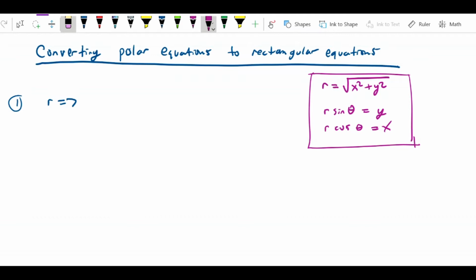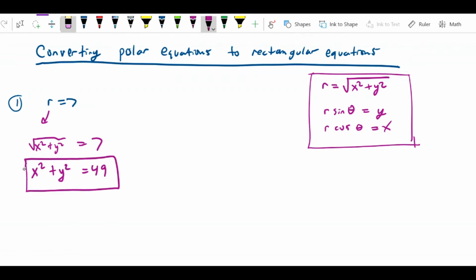into rectangular coordinates. We see that we can replace r with the square root of x squared plus y squared, and so that's going to equal 7. You may recognize that if I square both sides, this just gives us x squared plus y squared equals 49. That's the normal way that we would write this. And that's going to be the circle whose radius is the square root of 49, or 7. So this is just a circle of radius 7.